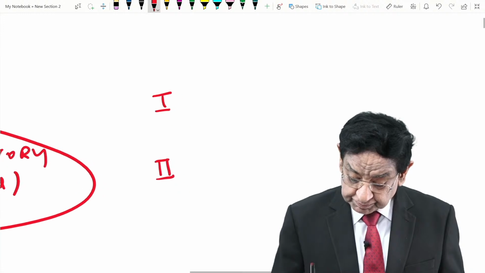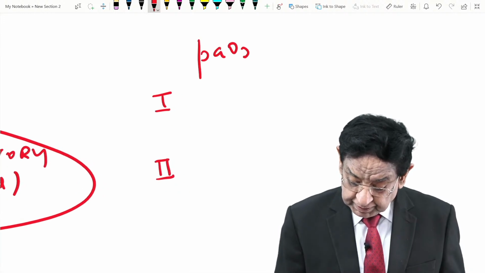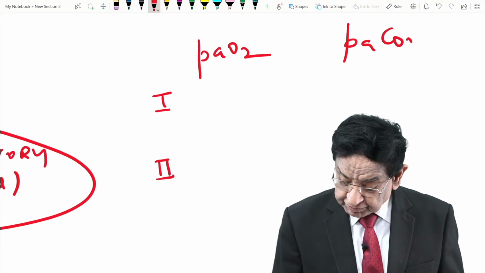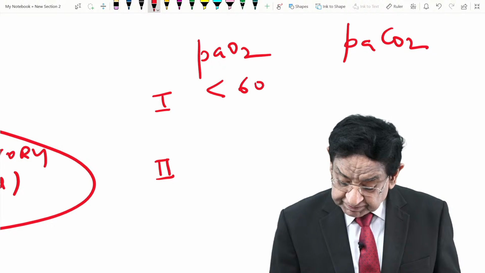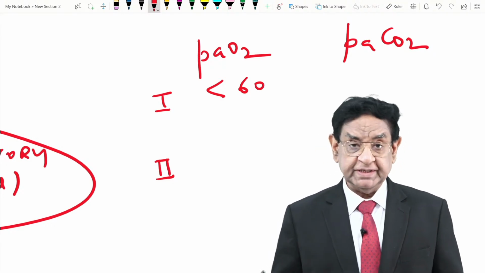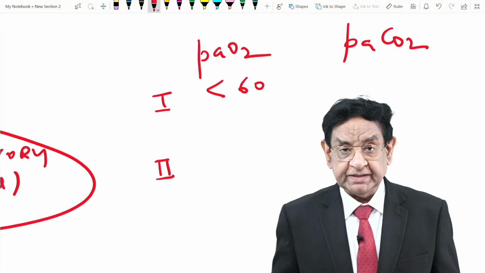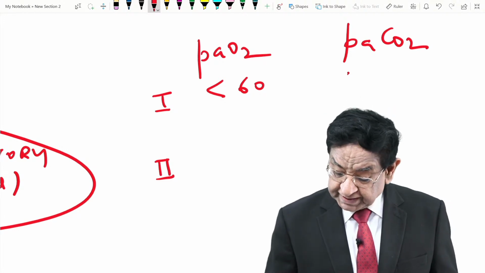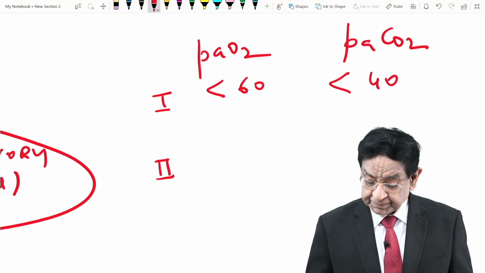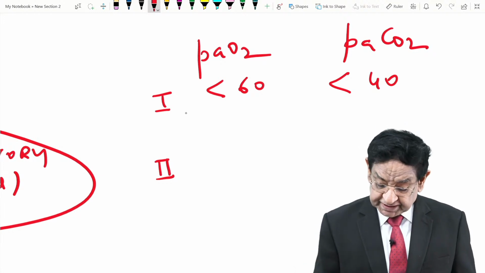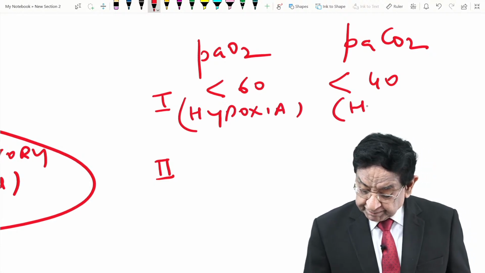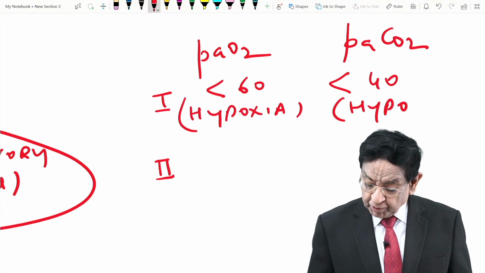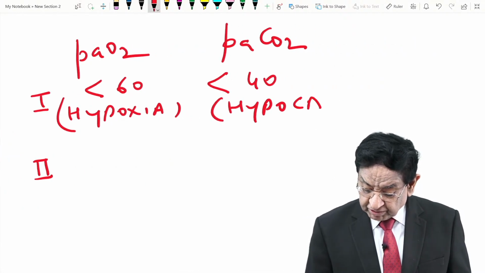Considering PaO2 and PaCO2: in type 1, the partial pressure of oxygen is less than 60, and the partial pressure of CO2 is again less than 40. That means, in a nutshell, there is hypoxia and hypocarbia. Hypocarbia means CO2 is less than normal.